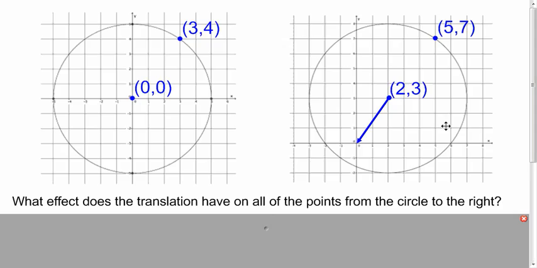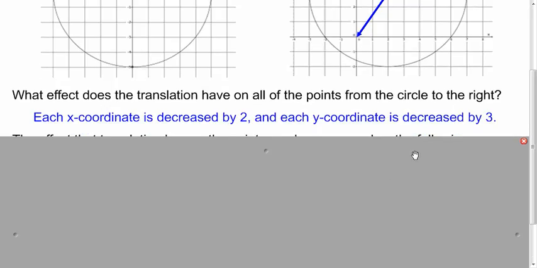And so what effect does this translation have on all the points on our circle? If we translate (2, 3) to the origin, we've subtracted 2 from x and 3 from y. Here's a point on our circle, (5, 7), and when we translate it, it becomes the point (3, 4). Right? 5 minus 2 is 3, 7 minus 3 is 4. So that holds for all of the points on our circle.